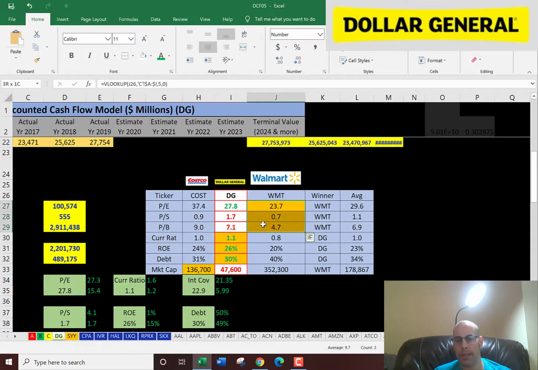Walmart is best in those three categories. But Dollar General has the best current ratio, the best ROE, and the best in debt. But they're the smallest company. They're not that small though, $48 billion. It's just they're next to Costco and Walmart, which are really massive companies.